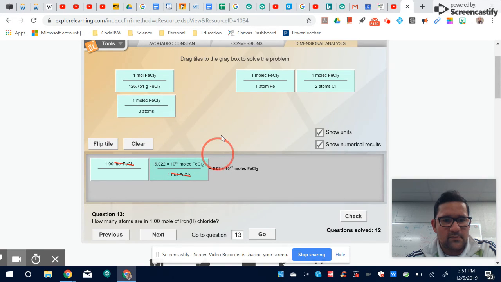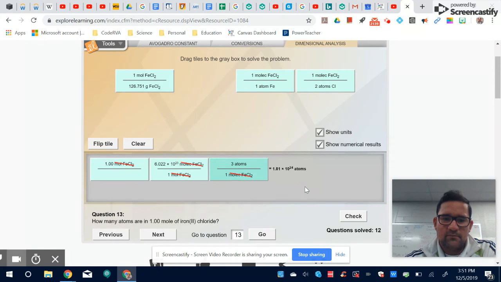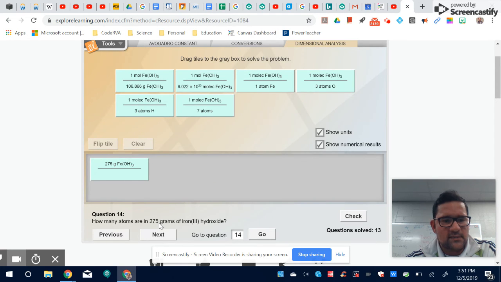So 1 molecule has 3 atoms. This tile looks good. I'm going to grab it, place it. 1 molecule has 3 atoms. But I'm going to have to flip it. And there you go. You have gotten rid of moles, you've gotten rid of molecules, and you're left with atoms. You multiply everything in the numerator. Everything in the denominator is just 1, so you don't have to really do anything with it. But it'll come out to be 1.81 times 10 to the 24 atoms. And one more question. Question number 14. How many atoms are in 275 grams of iron 3 hydroxide?